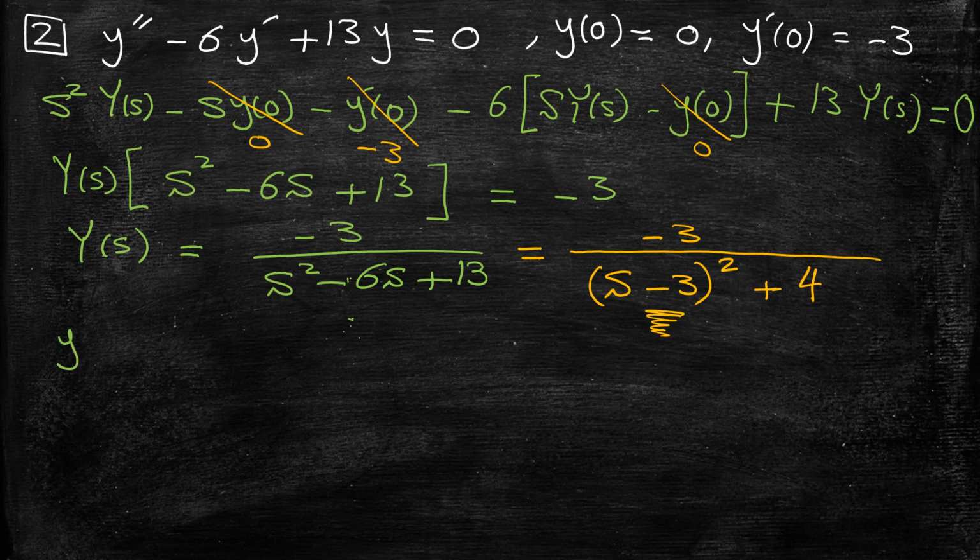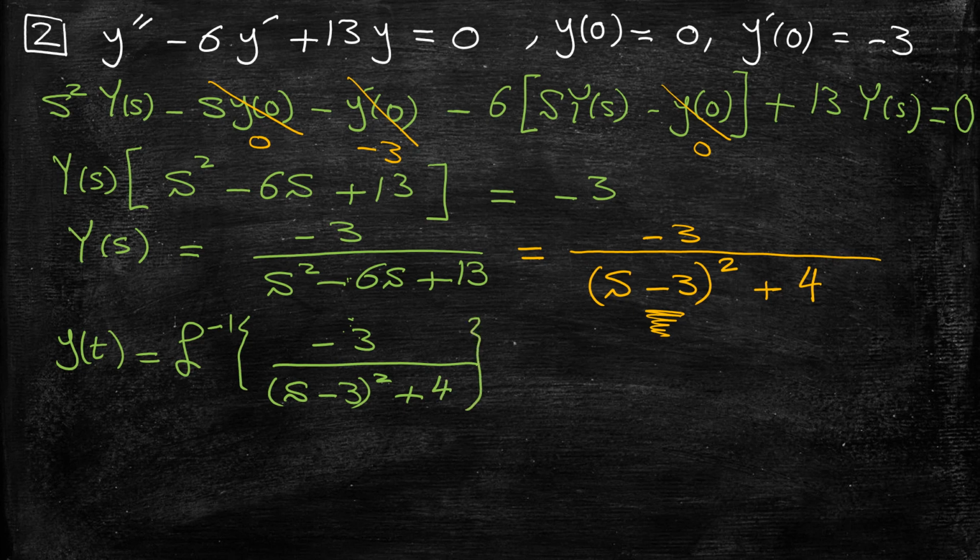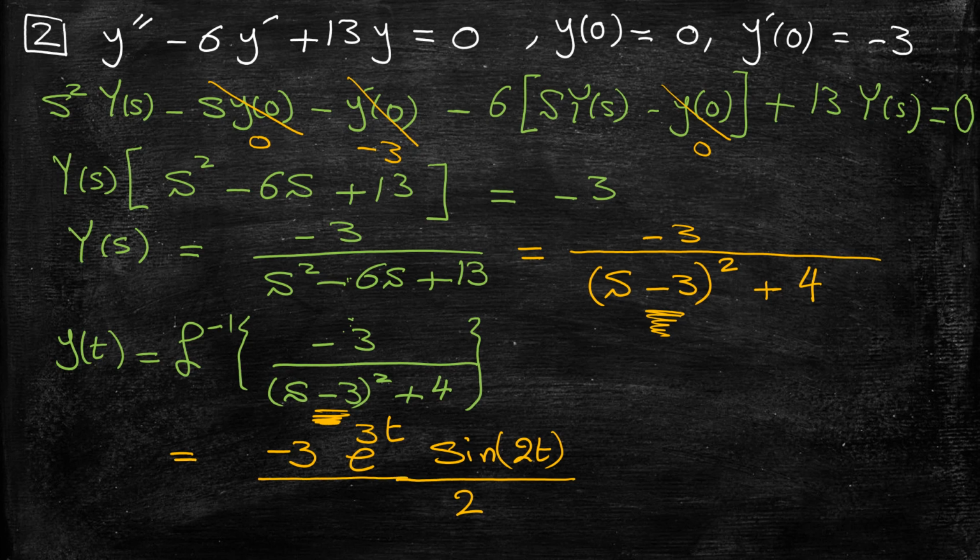So again, y of t will be the Laplace inverse of this term, which is minus 3 over s minus 3 squared plus 4. So this will be equal to minus 3 e power 3t, and we have the other term. 1 over s squared plus 4 is sine 2t, and it should have this 2 in the numerator, so I will divide by this 2, and then this will be our y of t.